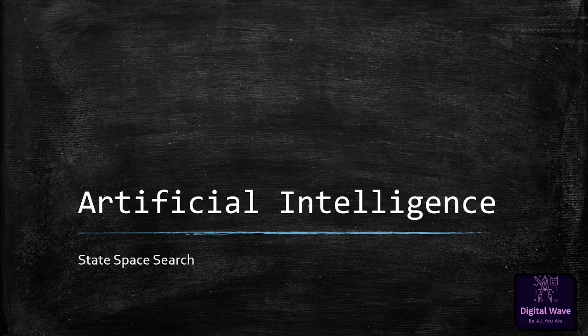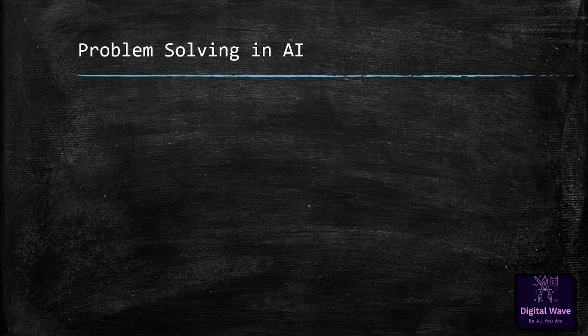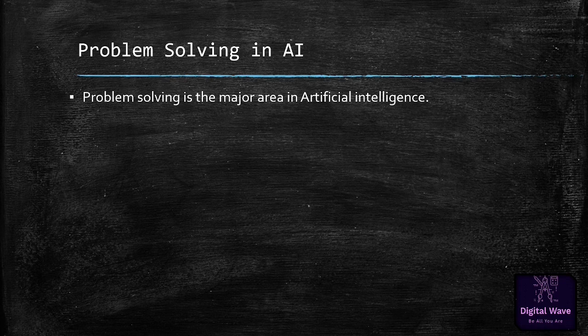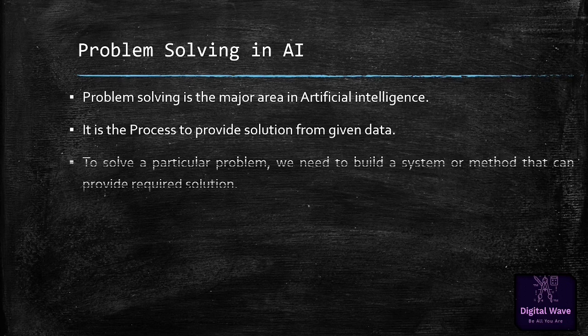In this tutorial of artificial intelligence, today we will discuss state space search. Before explaining state space search, we will discuss problem solving techniques in artificial intelligence. Problem solving is a major area in artificial intelligence. It is the process of providing a solution from given data. To solve a particular type of problem, we need to build a system or method that can provide the required solution.